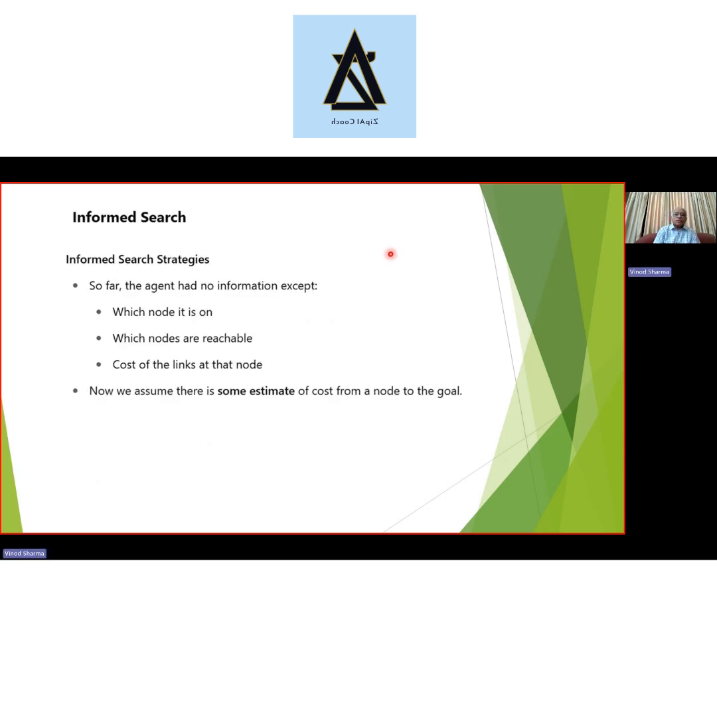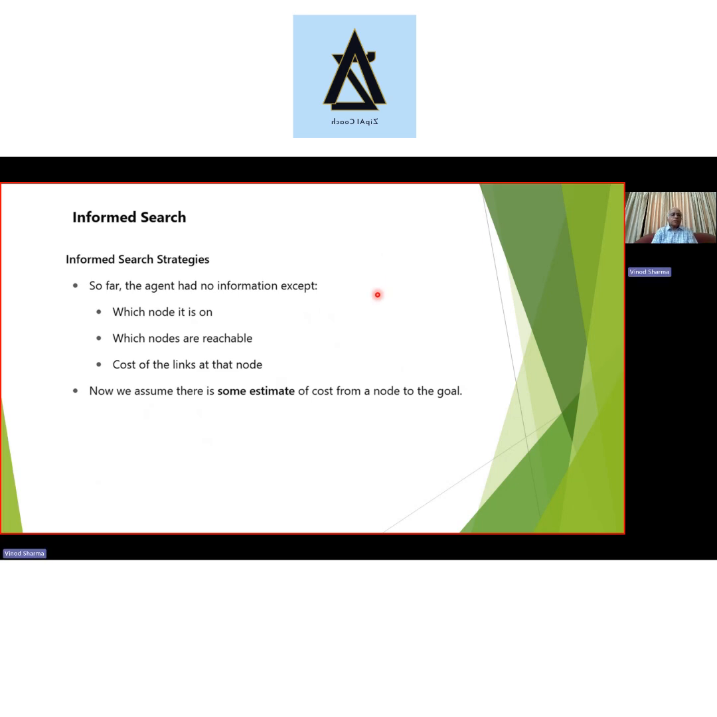So far, we have been discussing the case of uninformed search, where the agent has minimal information. It only knows at any given time what state it is in, what actions it can take in that state, what the cost of each of the actions is, and as the result of the action which state is reached, right? But if you have more information, which can happen in many applications, then you can perhaps do better.